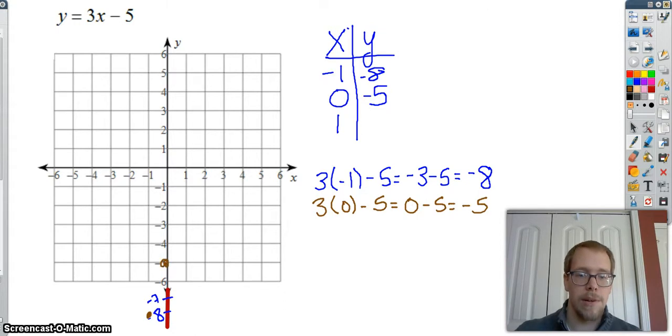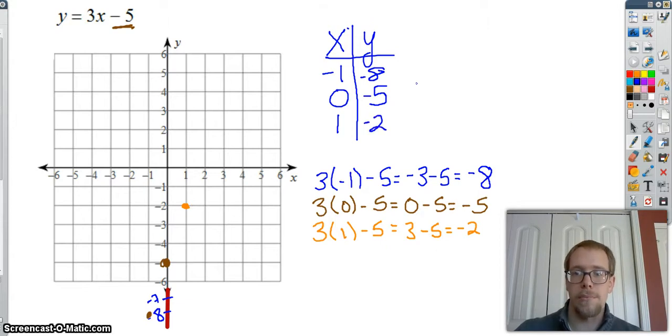Remember, I told you that my y-intercept would be -5. There it is right there. And when I input 1, let's use a different color here. 3 times 1 minus 5, well, that's 3 minus 5, which is -2. So I'm going to graph input value 1, go over 1, down 2.